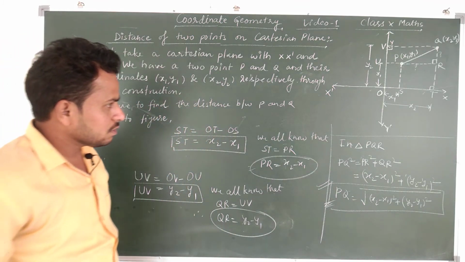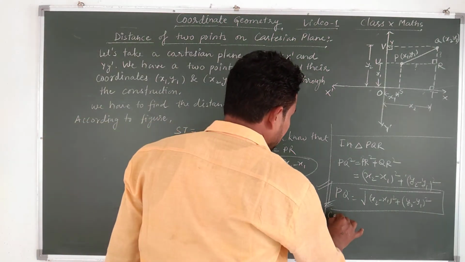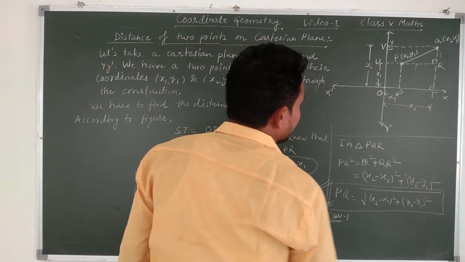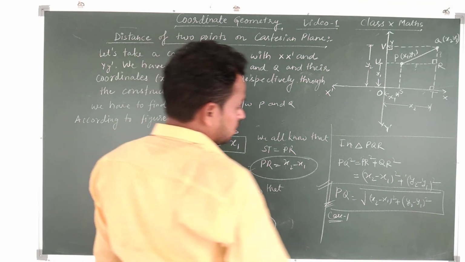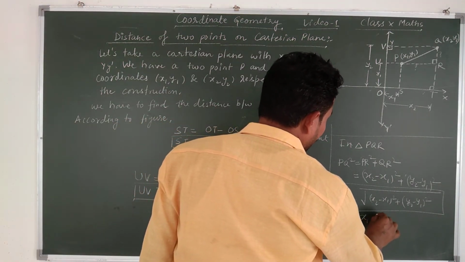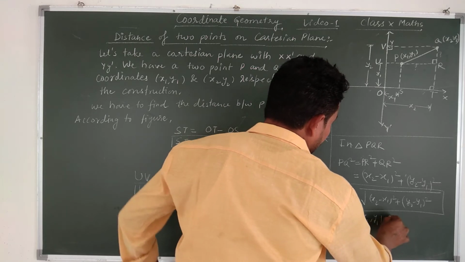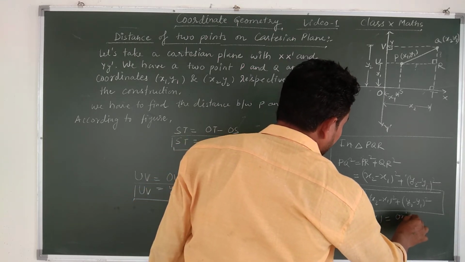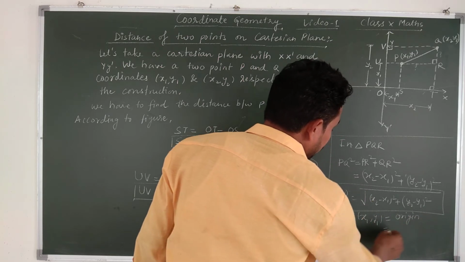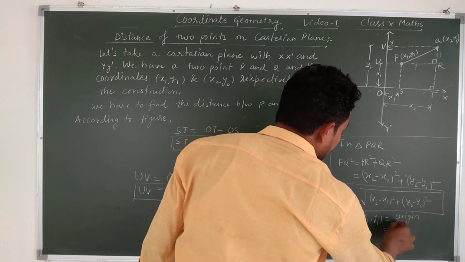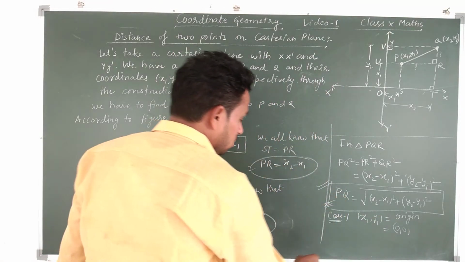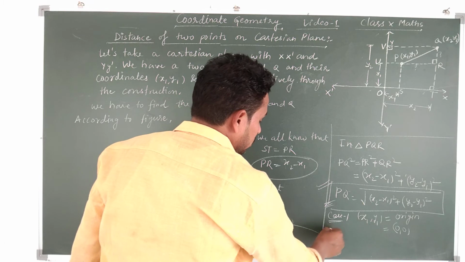Now let's look at the cases. Case: if x1, y1 is the origin, so x1, y1 is 0, 0. So put this x1, y1 in PQ.